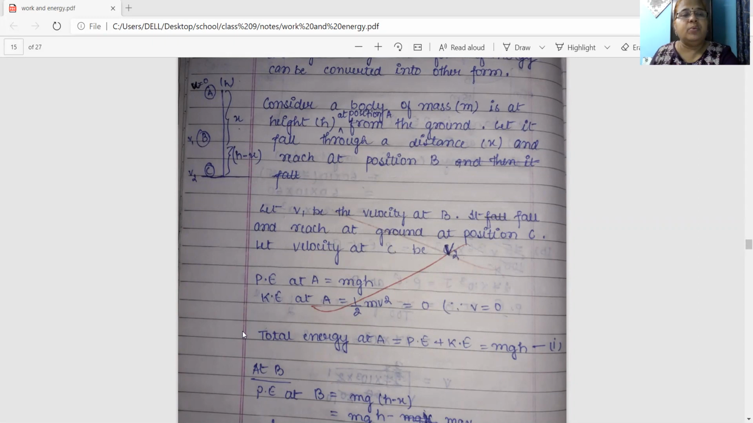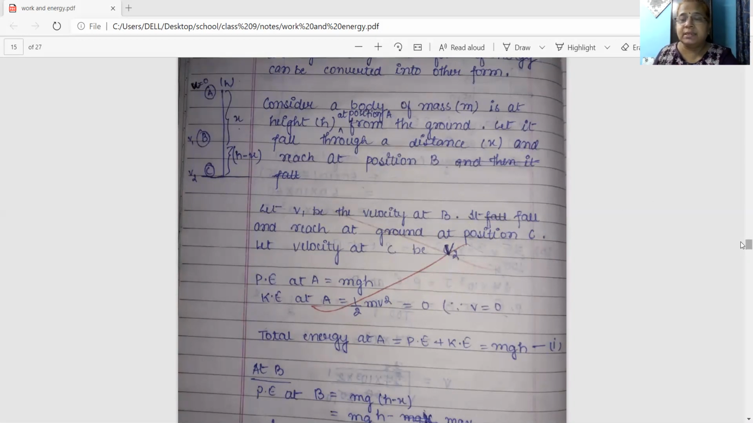At the highest point, what will be its initial velocity? It is 0. Let it fall from the height h. We indicate the height of the object as the position A. Let the stone or the body be at position A, which is at the height h from the ground. Let it fall from position A and, after moving through a distance x, reach position B. Let the velocity at position B be v1. And then it falls to position C. Let v2 be the velocity with which it falls at position C on the ground.